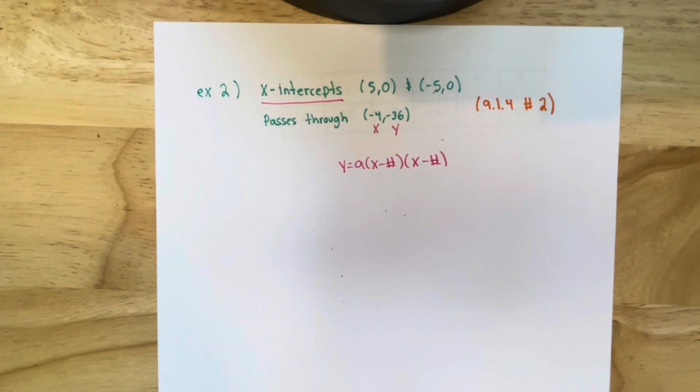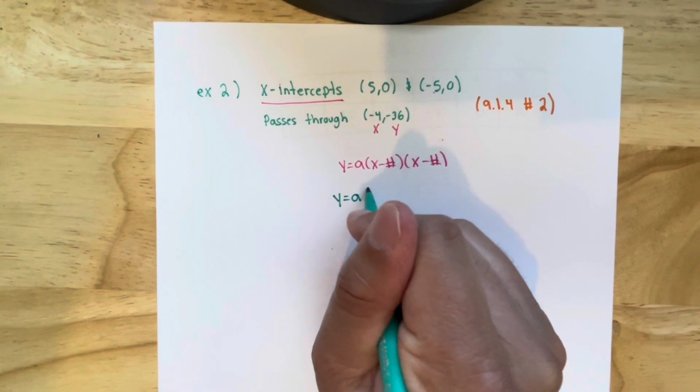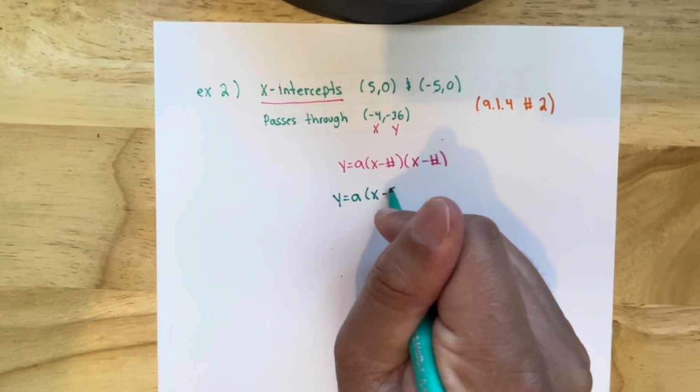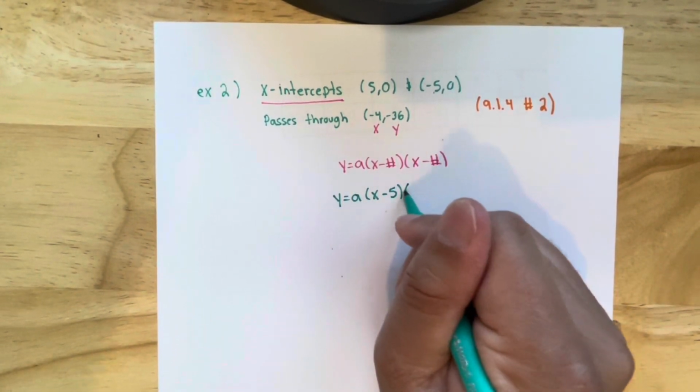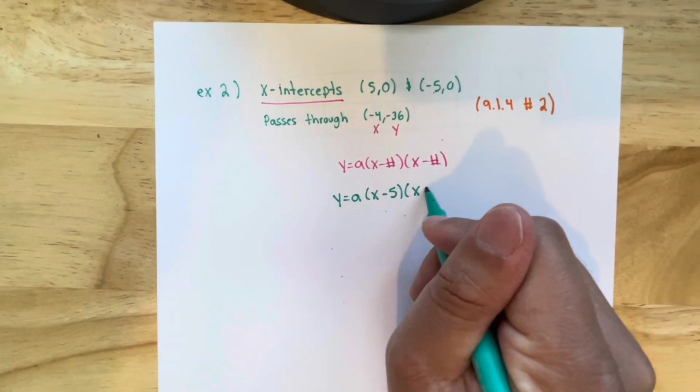When answering this, you'll think, okay, I have my two x-intercepts, so I'm going to plug them in. I'm going to write this out as y equals a, which we don't know yet, times x minus 5. The next one will be x minus, but notice the 5 is negative, so that turns this into a positive 5.